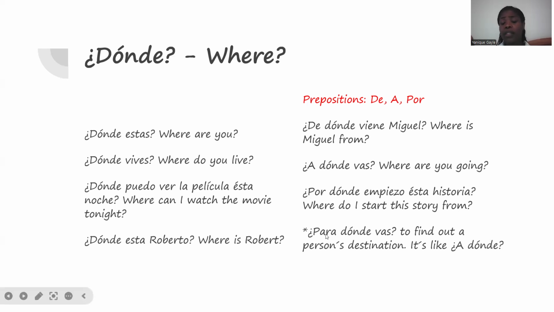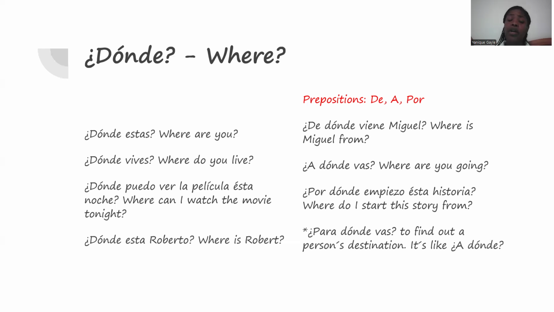¿Para dónde vas? If we want to use para or a dónde. Remember, a dónde vas, I told you is the destination. Para, we can also use it, para dónde vas. And it's basically to find out the destination of the person. Okay? It's similar to a dónde vas. So this is the interrogative pronoun donde, where. Whenever you want to ask where in English, just think about what is where in Spanish, and that's how you would start your question.